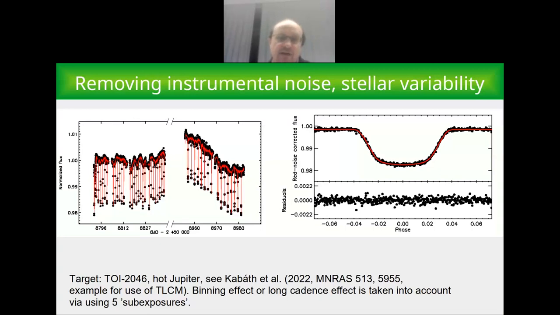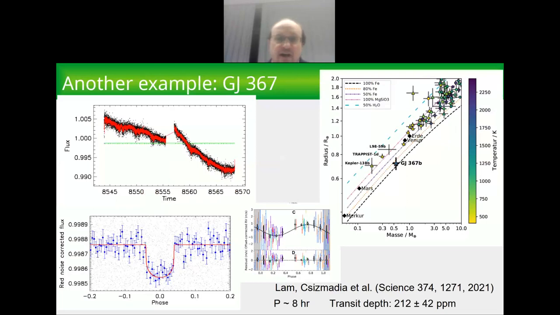After I corrected the observed data points for the red noise, simply subtracting the red noise component from the light curve, and phase folded it, I get the figure on the right, which is practically a textbook example of a nice, normal hot Jupiter transit. I would like to illustrate the problem with another example, which is GJ 367. This was also detected in the TESS data a few years ago.